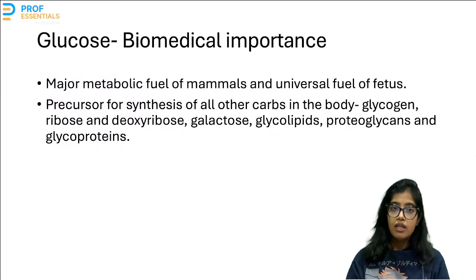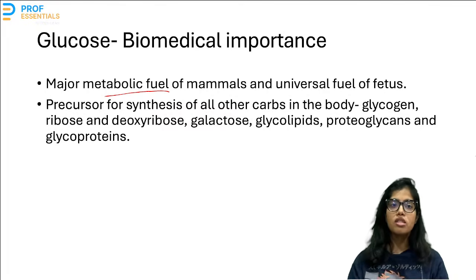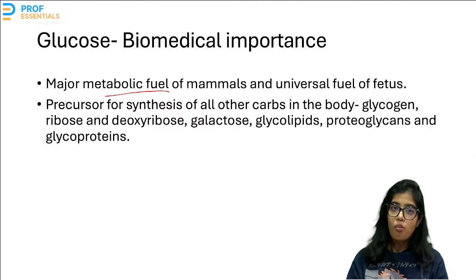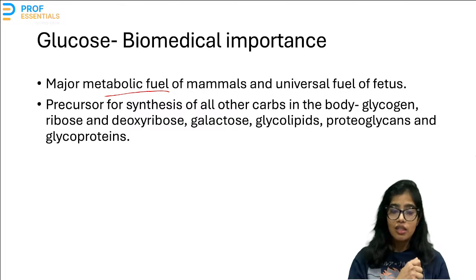Next, what is the role or biomedical importance of glucose? It is the major metabolic fuel of mammals and the universal fuel of the fetus, because the fetus depends solely on glucose. It is the precursor for the synthesis of all other carbohydrates in the body. That is, glycogen, the storage form of glucose in animals; ribose and deoxyribose sugars that form part of RNA and DNA; galactose, which goes on to form lactose, present in human milk; and glycolipids, present in the cell membrane.